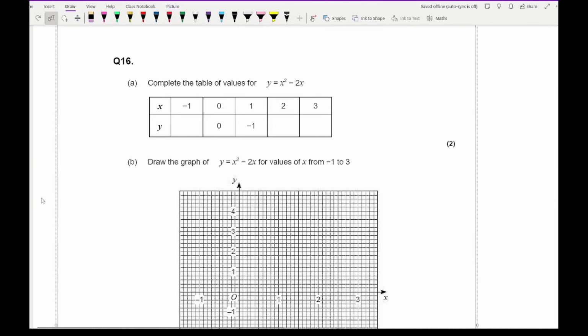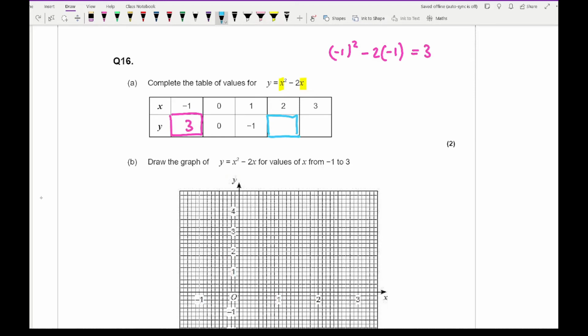Moving on to question 16, it says complete the table of values. So for this, what we need to do is substitute numbers in. Wherever we see an x, let me just substitute the x into these. For the first one, I substitute x equals minus 1. So here I've got minus 1 squared minus 2 lots of minus 1, and that should give me an answer of 3. Then if I substitute x equals 2 into the equation, I get 2 squared minus 2 lots of 2, which equals 0. And then finally substituting x equals 3, I've got 3 squared minus 2 times 3, which gives me an answer of 3.